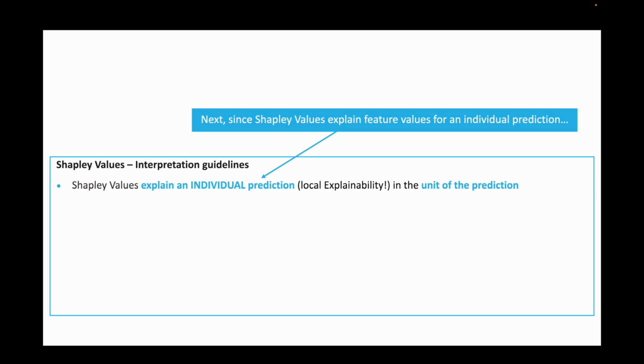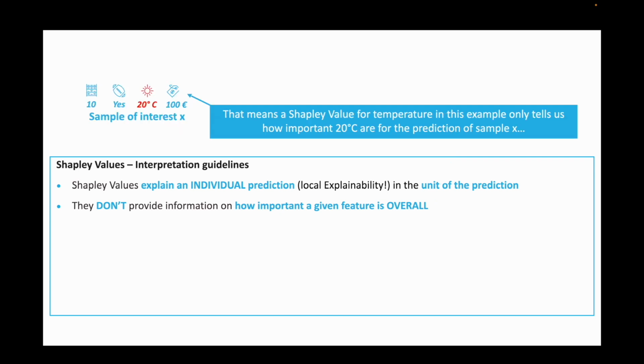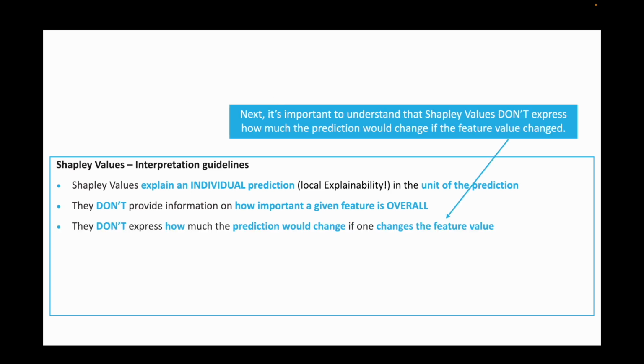Next, since Shapley values explain feature values for an individual prediction, they don't provide information on how important a specific feature is overall. That means a Shapley value for temperature in this example only tells us how important 20 degrees Celsius are for the prediction of sample x, but not how important temperature as a feature is overall for predictions for all other products. Next, it's important to understand that Shapley values don't express how much the prediction would change if the feature value changed.